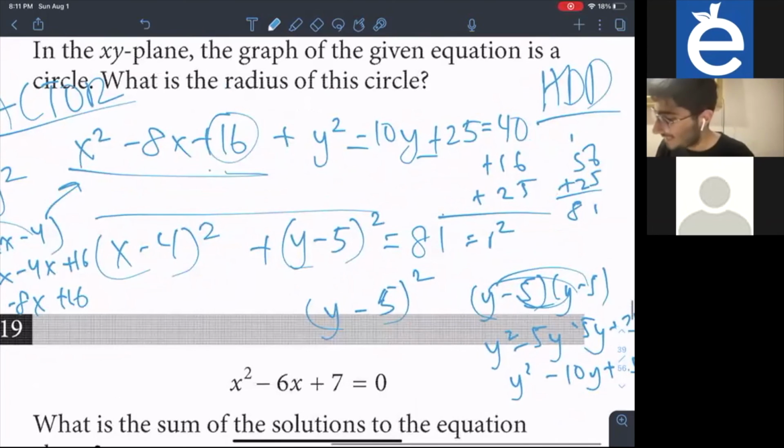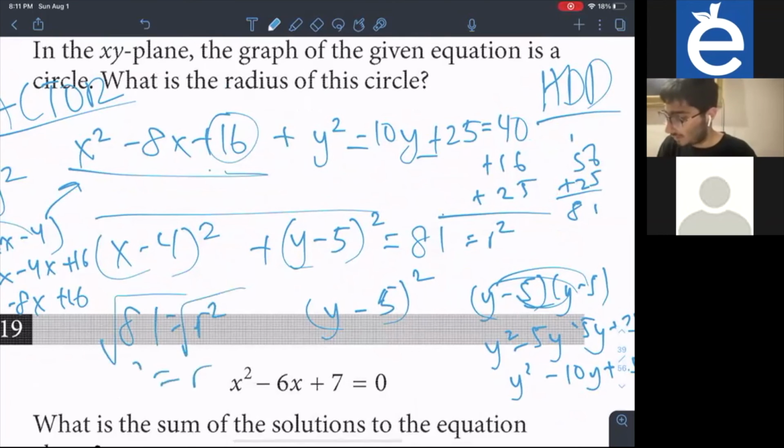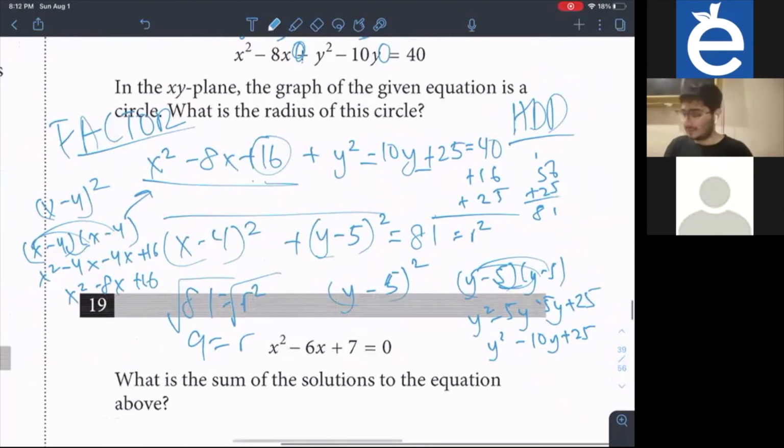And so now going back to the radius, since 81 is equal to r squared, you're looking for r. So you just take the square root. r is basically 9, and that is your radius.